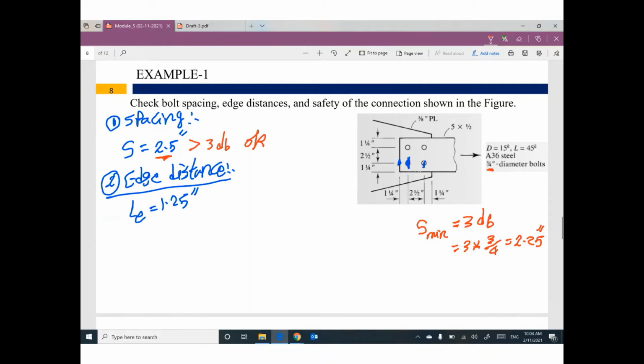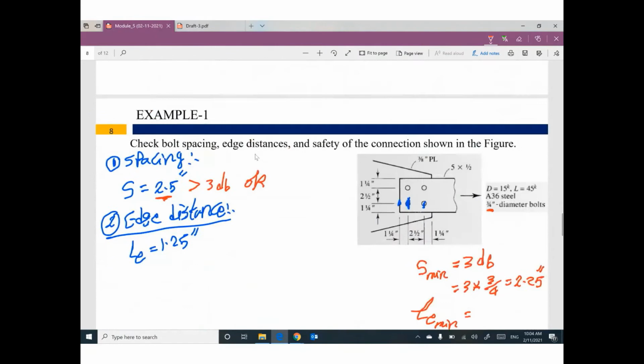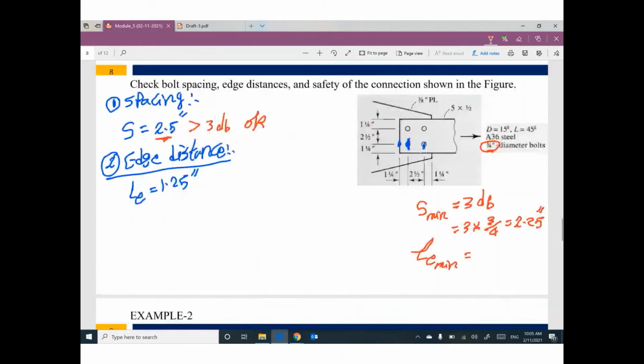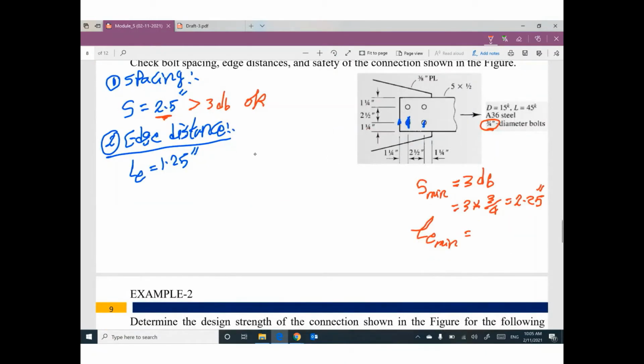What about the edge distance? For LE minimum, we need to use this table. To use this table, we are going to use the 3/4 diameter bolt. For the 3/4 diameter bolt, the minimum edge distance is 1 inch. Do you think the given edge distance of 1.25 is smaller than the minimum? No, it's greater than LE minimum. We are okay.